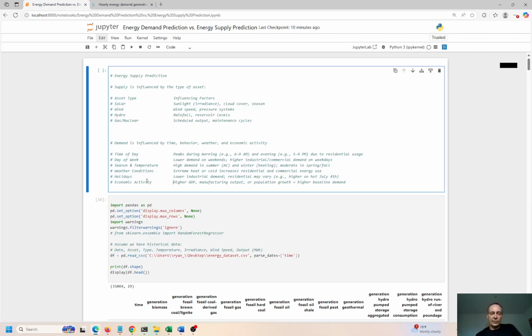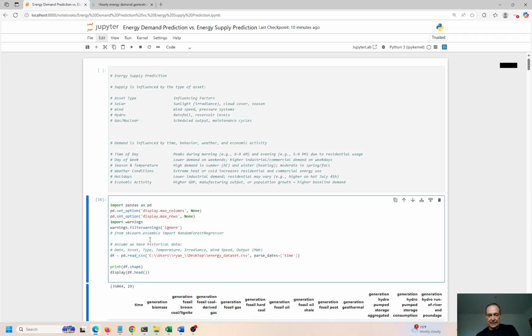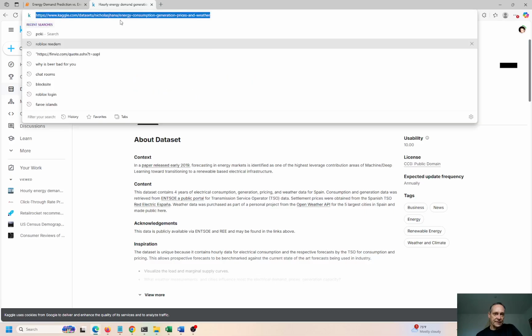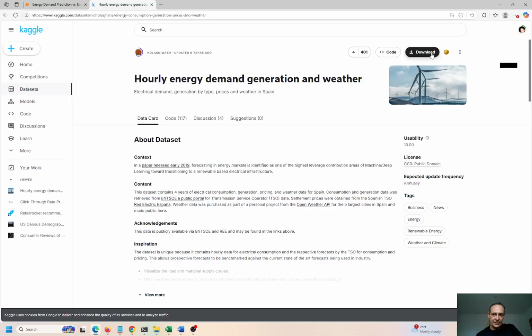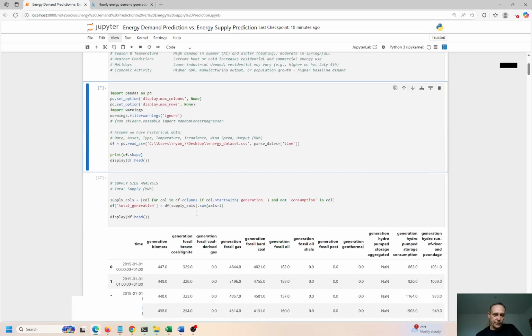So let me go ahead and import some data. I found this on Kaggle. I'll show you where at the bottom of the Jupyter Notebook, I have a link to this. It's called Energy Consumption, Generation, Prices, and Weather. So aptly named, I would say. You can download it on this little black button over here. And again, I have a link at the bottom of the Jupyter Notebook.